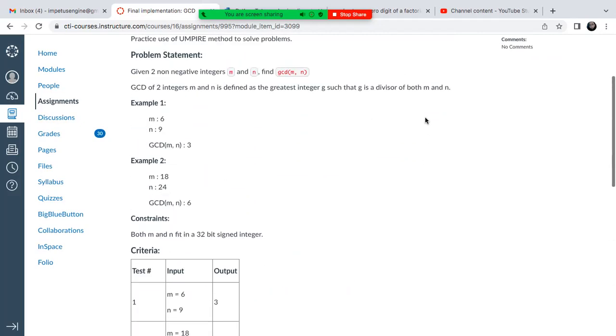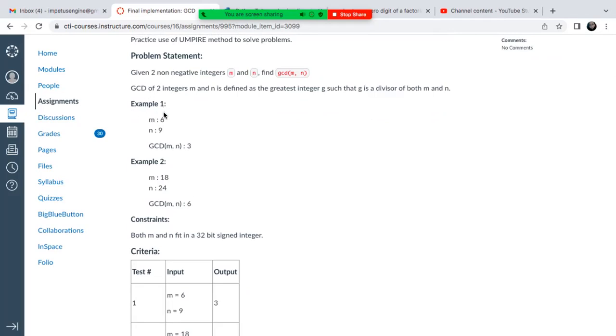Example 1 has an input of 6 and 9. If you see what's divisible by 6 and 9, the greatest common divisor of 6 and 9 is 3, so the GCD is 3. In example 2, we have the numbers 18 and 24. If you go through all the divisors of 18 and 24 and find the greatest, the common factors 2, 3, and 1 multiplied together give 6. So the greatest common divisor is 6.